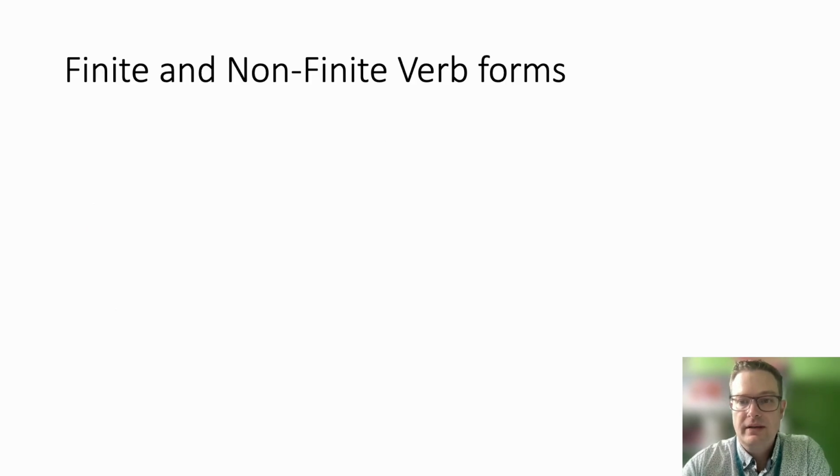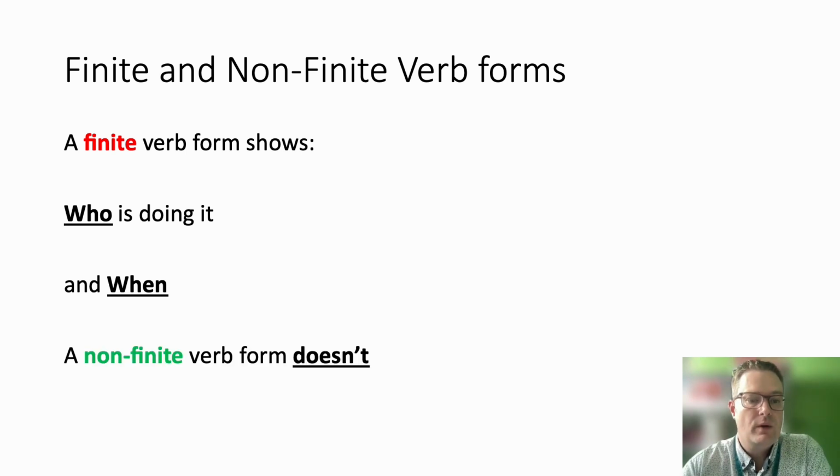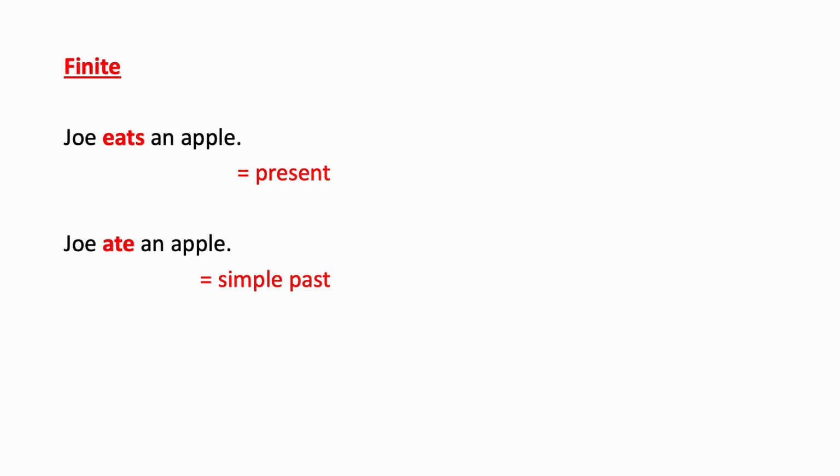Basically, like I said, a finite verb form will show in some way who's doing it or when it's being done, whereas a non-finite verb form doesn't, at least not on its own. It needs other verbs there to complete the sentence. Your finite verb forms come in two flavors. You've got Joe eats an apple, which is simple present, and Joe ate an apple, which is simple past. Those are the two finite verb forms you'll need to be looking for.